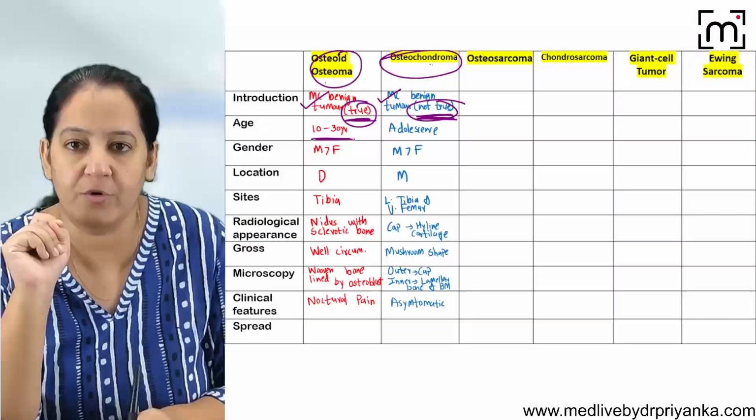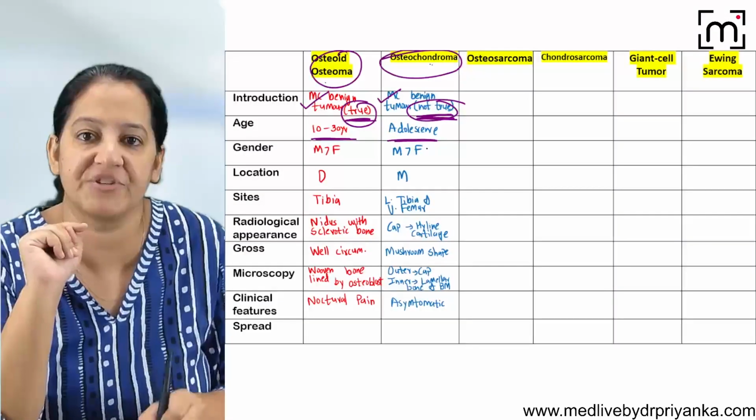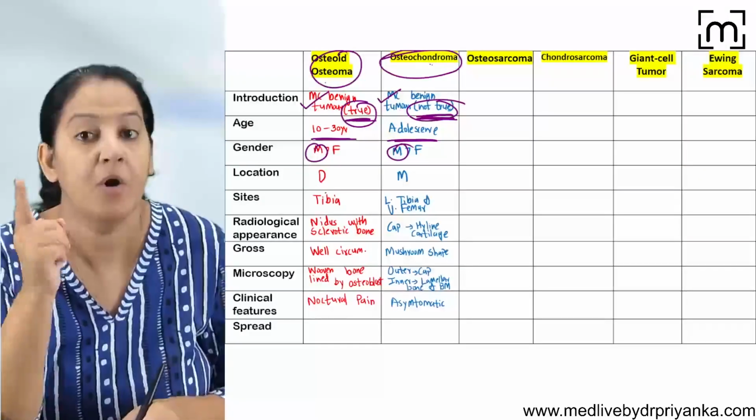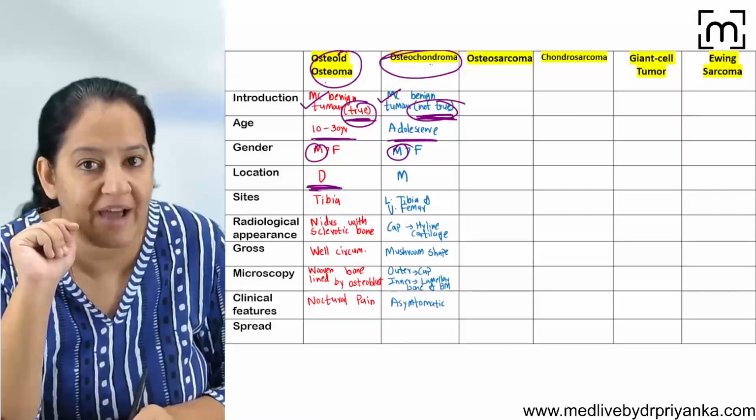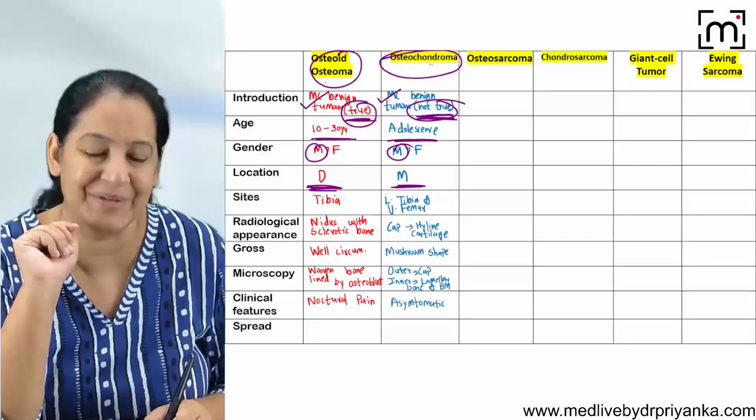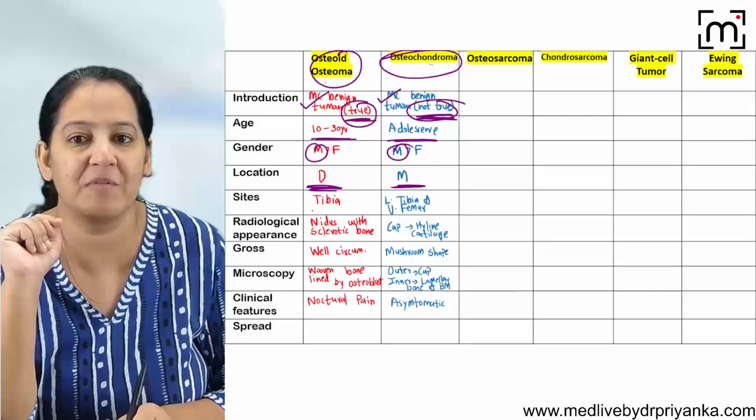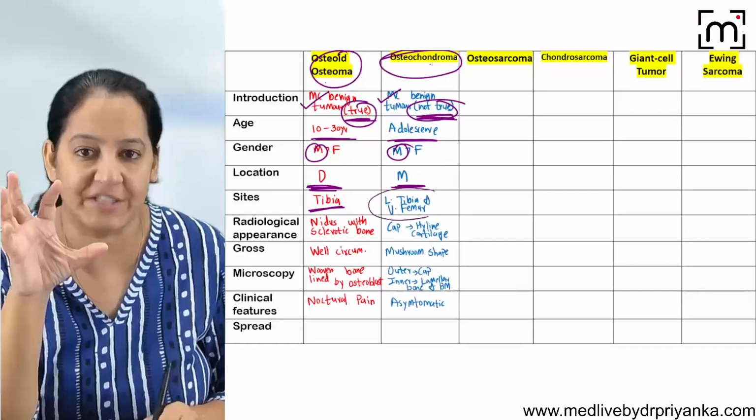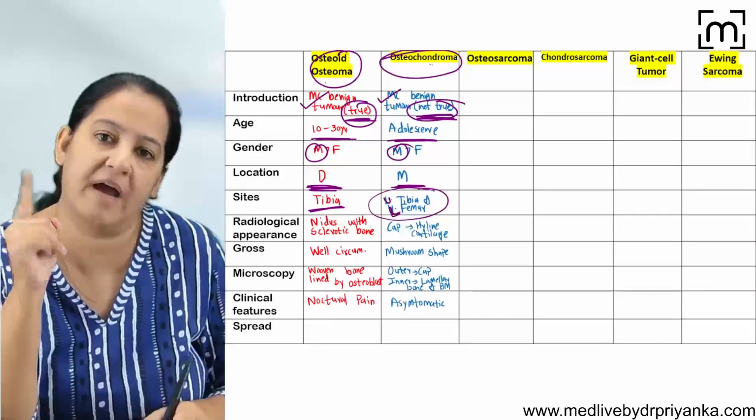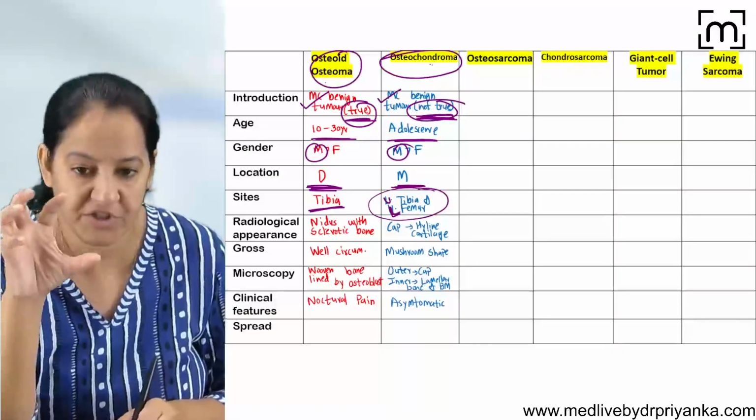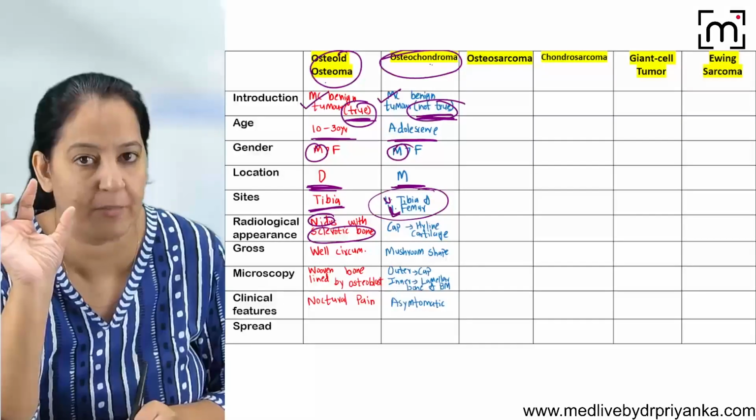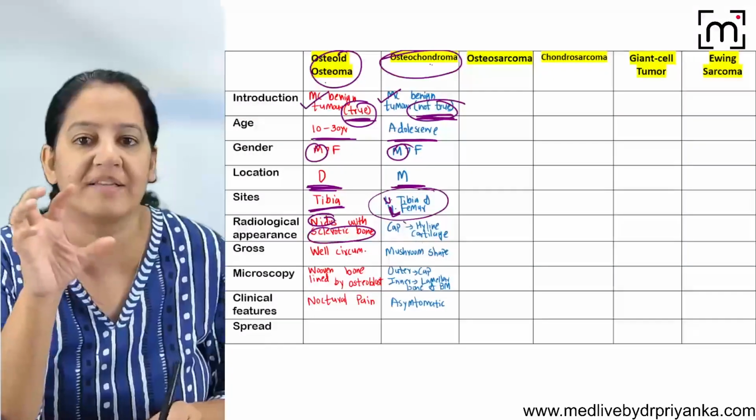Here the age was 10 to 30 years, but here the most common age of presentation is adolescence. Both of them are more common in male as compared to female. Osteoid osteoma was arising from diaphysis of the bone. In contrast to that, osteochondroma arises from metaphysis of the bone. Most common site for osteoid osteoma was tibia. Here the most common site is knee joint. I mean, it's either lower femur or upper tibia. Radiological appearance for osteoid osteoma, it was the central nidus, which is surrounded by sclerotic bone. But here in osteochondroma, there is a cap.